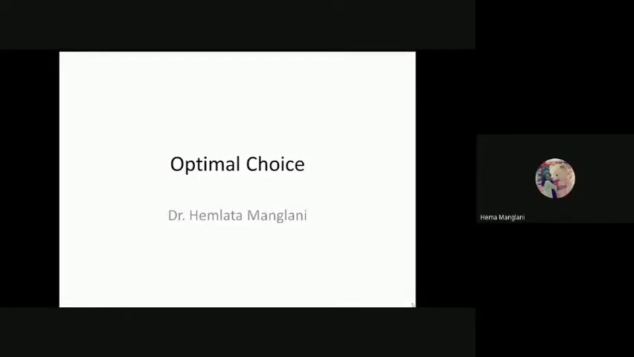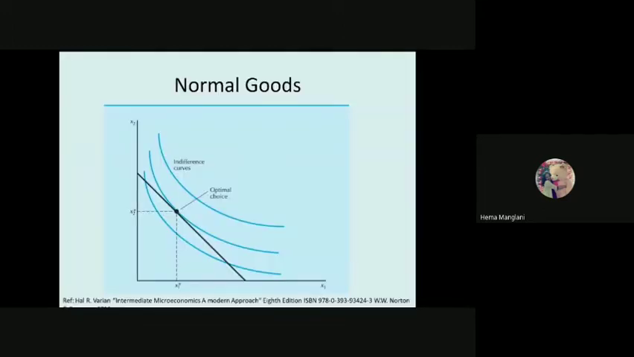Today we'll be discussing the optimal choice, and we have already discussed something about preferences. So we would start with the normal good, which says that commodity X1 and X2 both are normal goods.